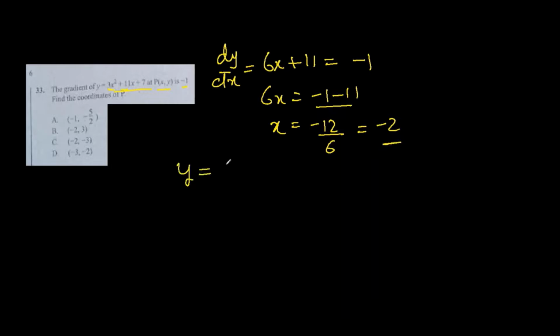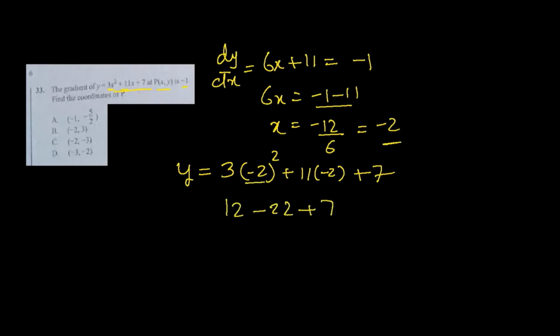We'll put this in the actual equation, the original one, 3, and x value we know now. Let's put it there, 11x minus 2 plus 7. So what will that be? 4, positive 4 times 3, 12, minus 22 plus 7. 12 plus 7 is 19, minus 22 is -3. So the point is -2, -3, and C is the option.